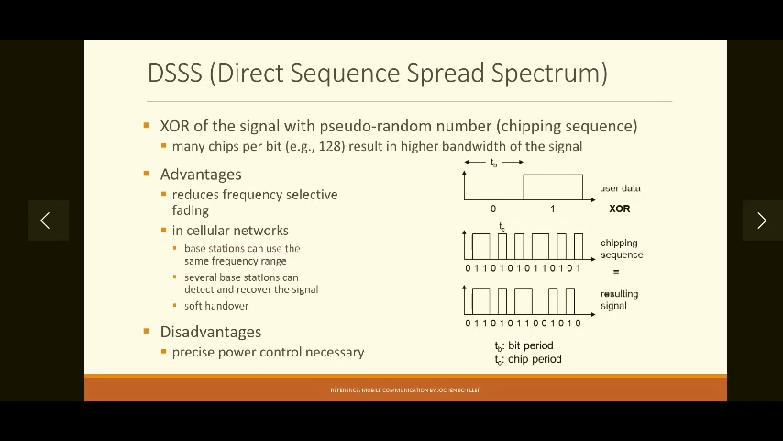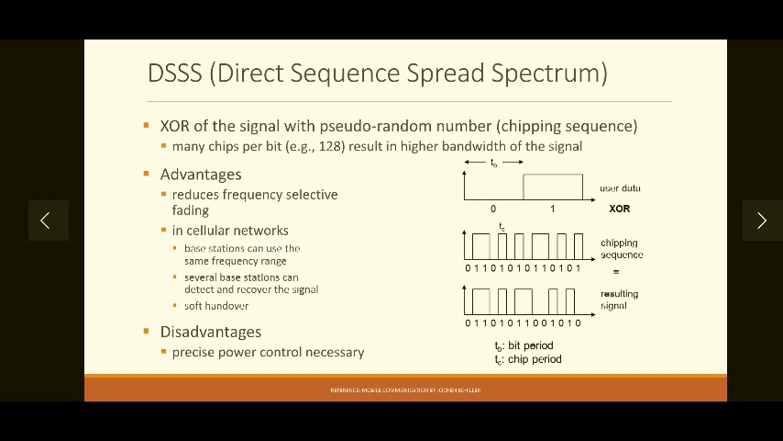We are not saying it completely removes the frequency selective fading, but it reduces it. So if a particular frequency channel suffers the frequency selective fading, that data can be transferred to some other channel. So that's why we are saying it is reducing the frequency selective fading.